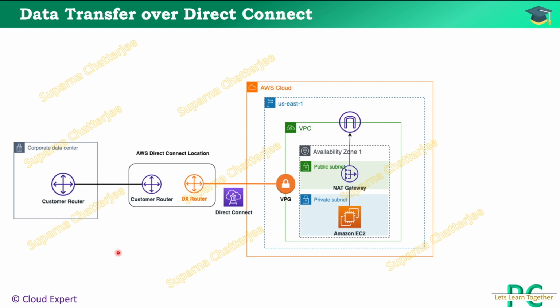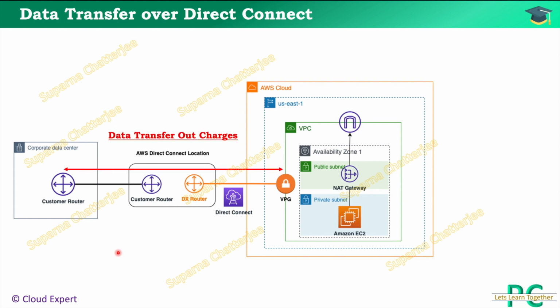Next, let's review data transfer over Direct Connect. If I compare my previous architecture diagram with this, we have the same hybrid cloud architecture. We have a corporate data center with some workload running in it, and parallelly we have some workload in AWS Cloud. Now, instead of a VPN connection, we have integrated the corporate data center with AWS Cloud using a Direct Connect connection. Let's understand what the data transfer charges will be when you are using a Direct Connect connection.